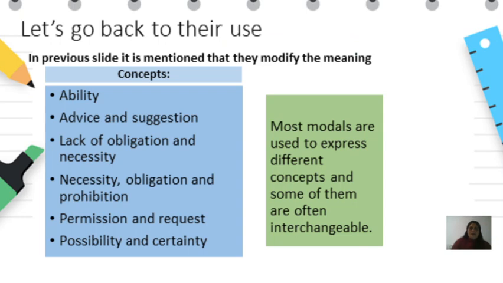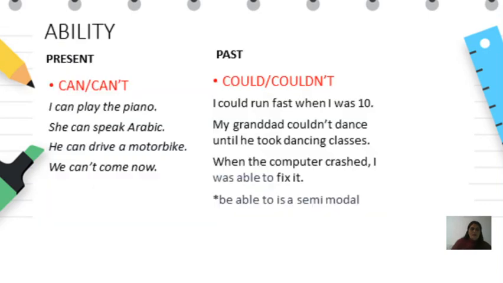Let's go back to their use. You remember the example with I can read German poetry and the other sentences that followed when we played with the verbs? Yes, they express different concepts. Ability, advice and suggestion, lack of obligation and necessity, necessity, obligation and prohibition, permission and request, possibility and certainty. Hopefully we'll manage to cover them all in a very short time.